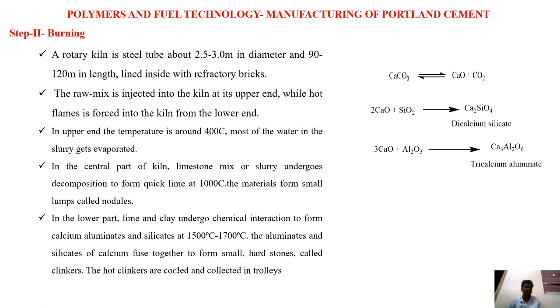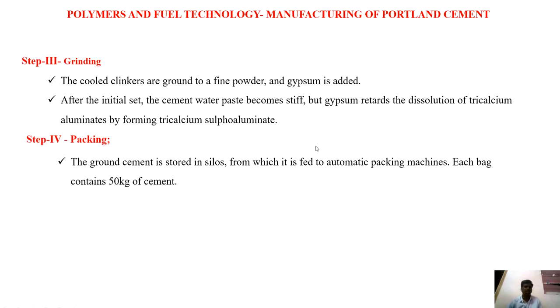These clinkers are cooled and collected in trolleys, and then the clinkers are ground to a fine level, and gypsum is added. Gypsum is used to increase the initial setting time of the cement, because gypsum retards the dissolution of tricalcium aluminate by forming tricalcium sulfoaluminate. Finally, the ground material is packed into separate bags.